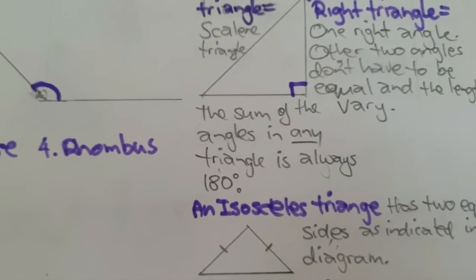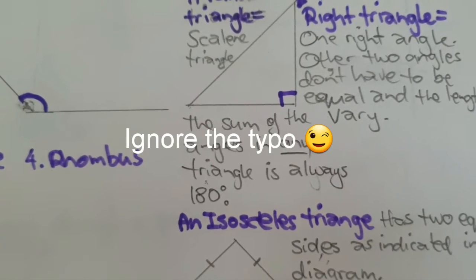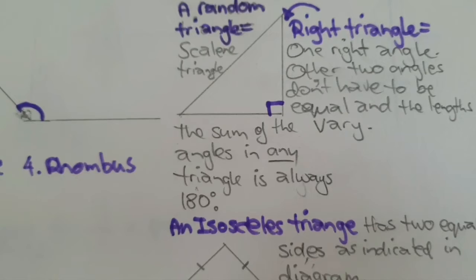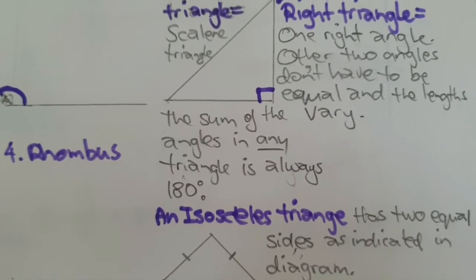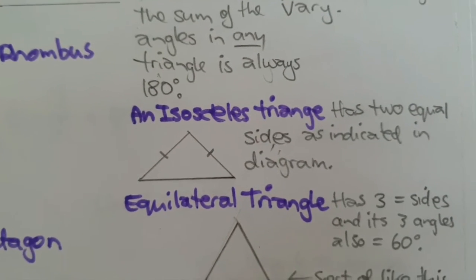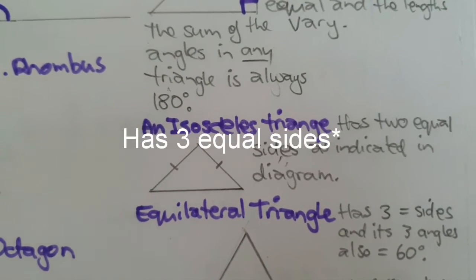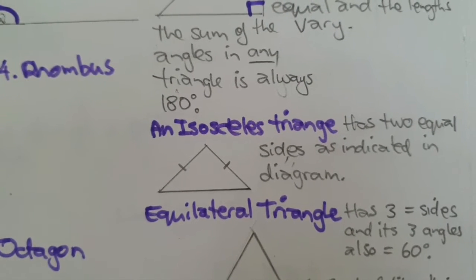I might not be pronouncing this correctly. An isosceles triangle. So this type of triangle has 2 equal sides, as indicated in this diagram. Equilateral triangle has 3 equal sides, and its 3 angles are also 60 degrees.